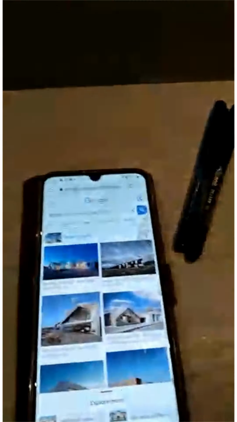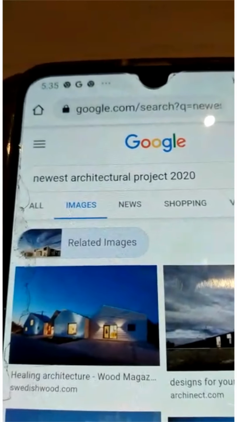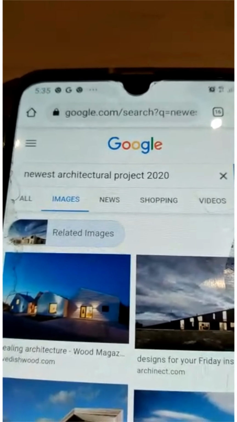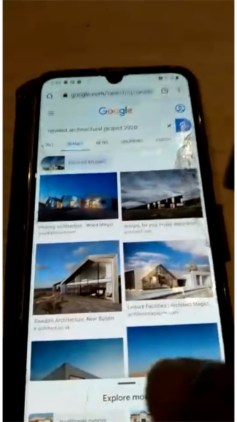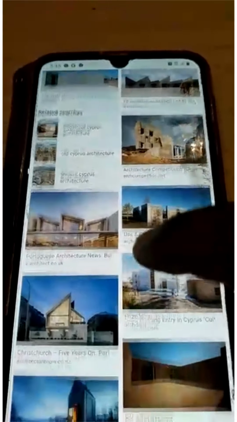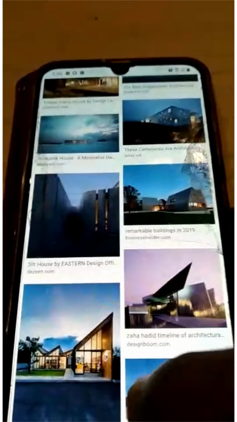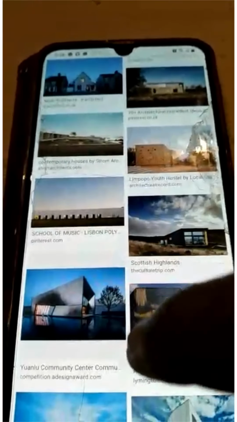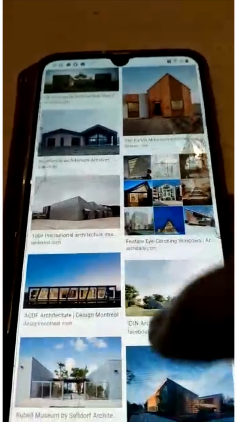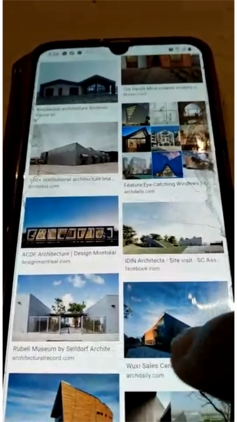The first thing I do is put in a search, newest architectural projects 2020, and then I begin to scan down to see what is going on in this world of architectural projects. Again, there are so many unique projects that could be included in this initial architectural scan, but it's always good to see, and you're trying to find something that stands out, at least for my interests, for our needs, that could be of interest to help inform.